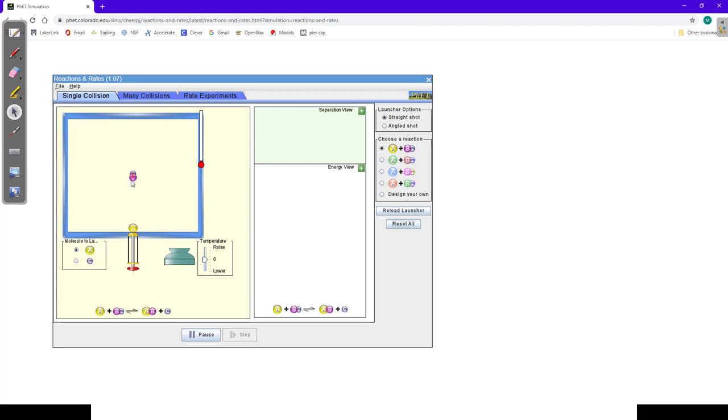It won't have a reaction unless it hits anywhere except right here, 180 degrees away from the gray one. So that's the only spot. Oh, I don't think I gave it enough energy, did I? Nope. See, there was not enough activation energy.